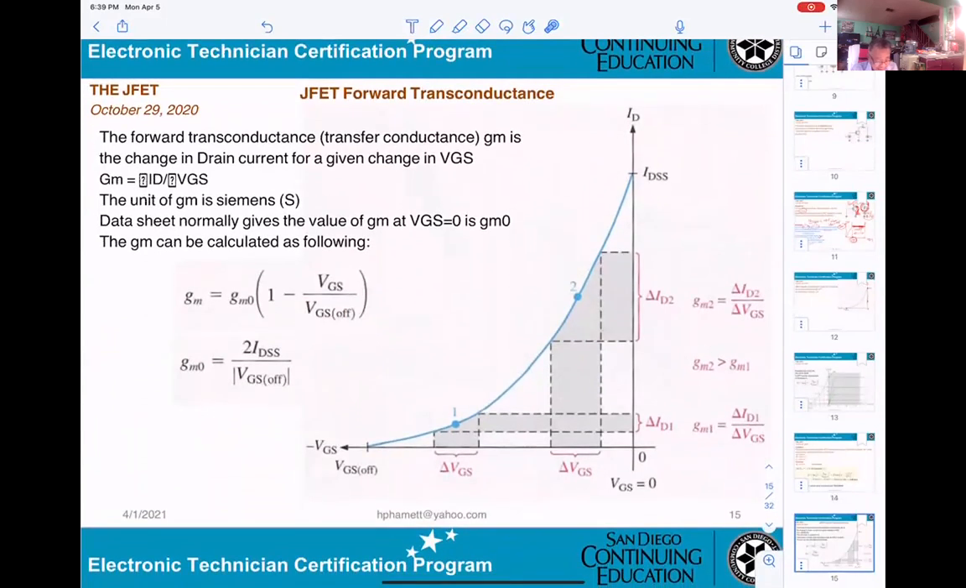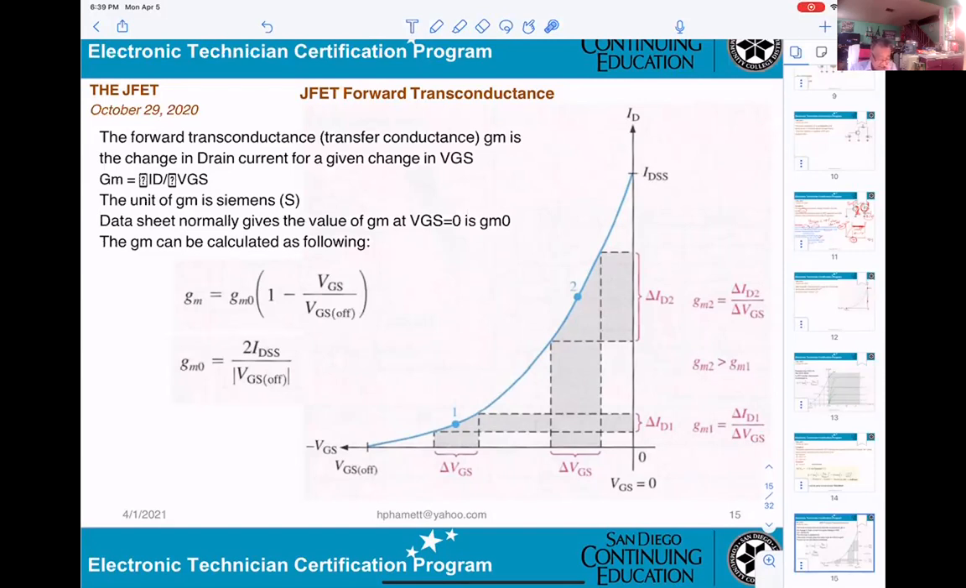Okay, now we get another thing. The forward transconductance, or they call it transfer conductance, GM. GM is defined as the change in the drain current for a given change in the VGS. That means GM equals the delta of current ID over the delta of VGS. That's the basic definition.